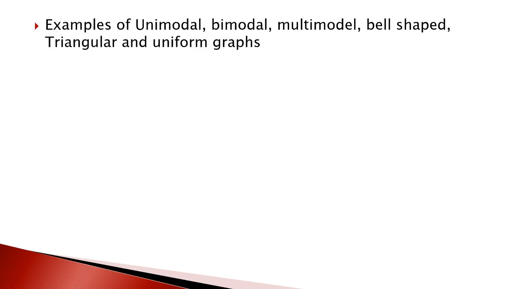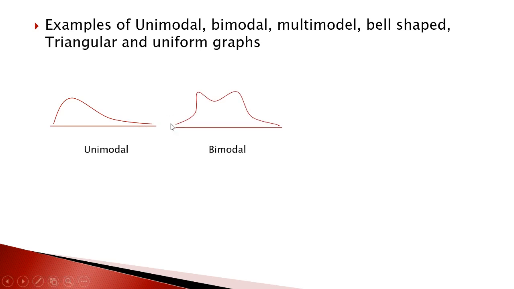There are several kinds of shapes that you should be familiar with when you are dealing with different types of variables. This slide will show you examples of several kinds of shapes as follows. The first one is a unimodal. It's shaped like this. I think it's somewhat skewed, and it's called a unimodal. The second one is a bimodal. Okay, it's a little bit curvier than the unimodal.